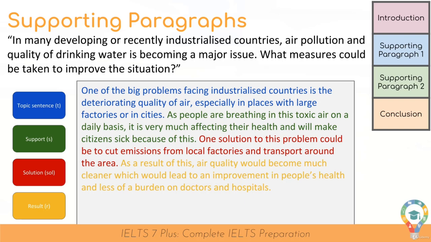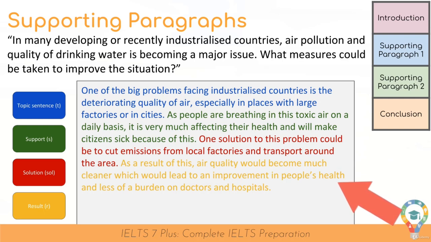The supporting sentence gives extra information about the problem that we'll be exploring in this paragraph. Now here is the difference. In the solution sentence, we give a possible way that we could fix this problem. In my example, I suggest cutting down emissions from factories and cars. After the solution sentence comes a result, where we discuss the impact of the suggested changes made.